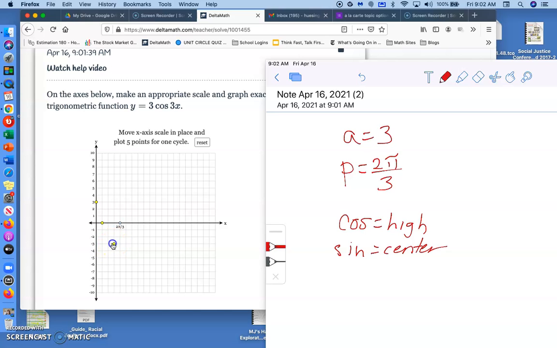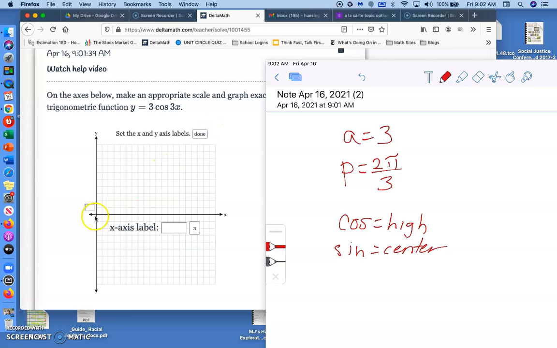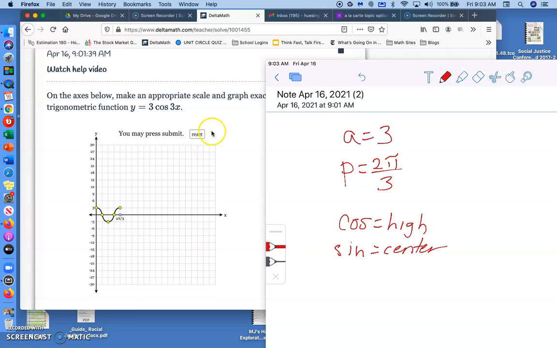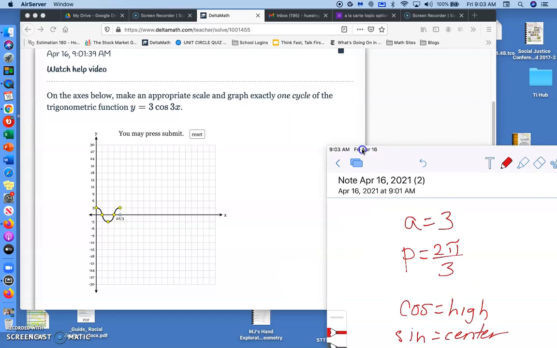Oops, I need to drag that over. I need to reset it there. So 3, 2 pi divided by 3. Oh, whoops, and I started at 3. That's okay. So I could say that this is 3. Drag this over to the fourth one. Middle, low, middle, high. And then we're done with that one.